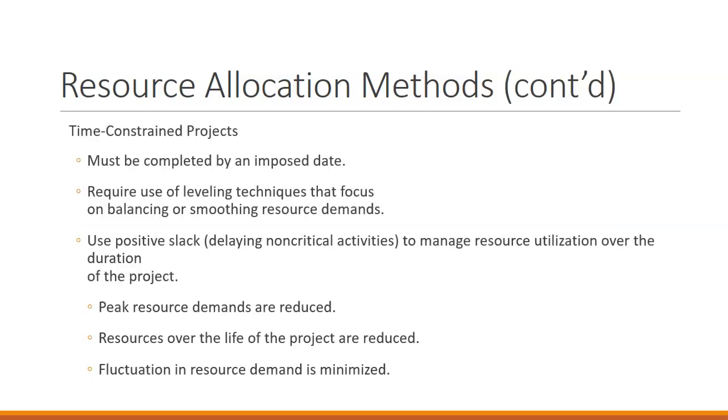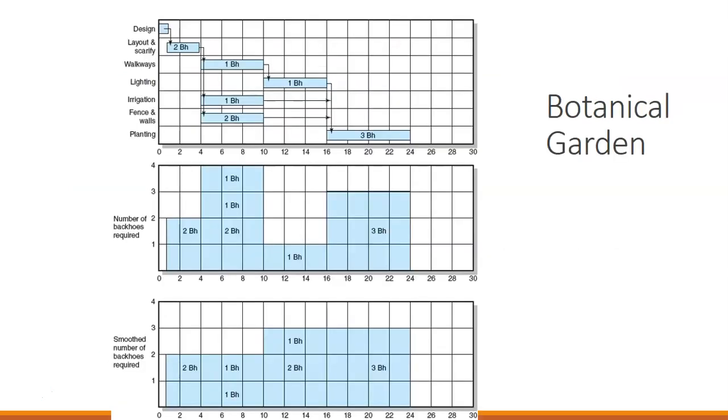If it is a time-constrained project, it must be completed by a specific date. This requires that we use leveling techniques or those smoothing techniques that focus on balancing our resource demands. We want to use our slack available to us to manage resource utilization over the duration of the project. So our peak resource demands are reduced, the resources over the life of the project are reduced, and fluctuation in resource demand is minimized. We'll look at an example here with a botanical garden.